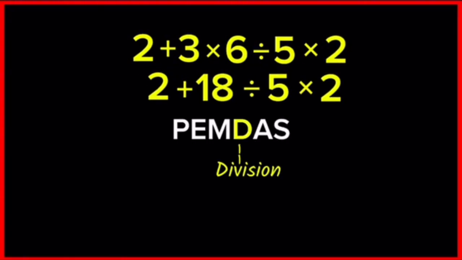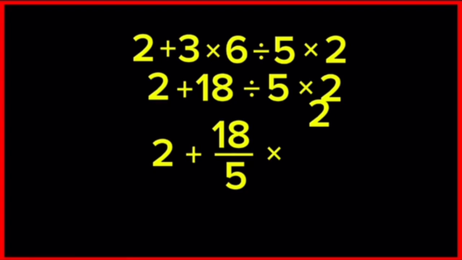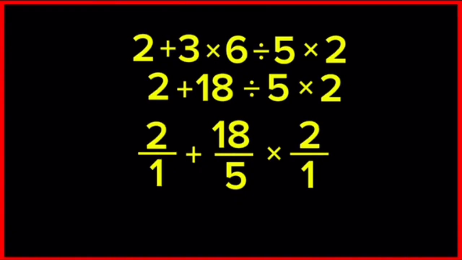Looking at PEMDAS again, division and multiplication come before addition, so we do not add 2 plus 18 yet. First, we divide 18 by 5, which we can write as a fraction 18 over 5. Then we bring down the times 2, and to make multiplication easier, we write 2 as a fraction 2 over 1. We also write the first 2 as 2 over 1, so now we have 2 over 1 plus 18 over 5 times 2 over 1.